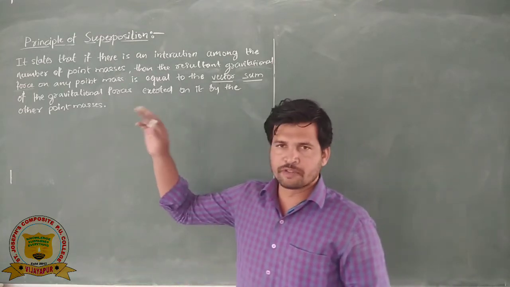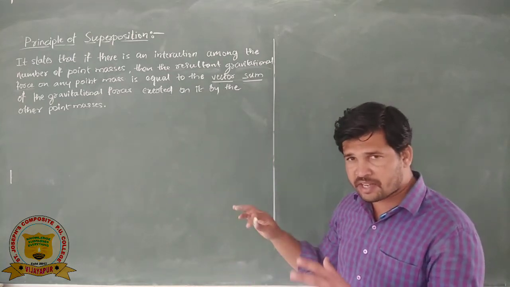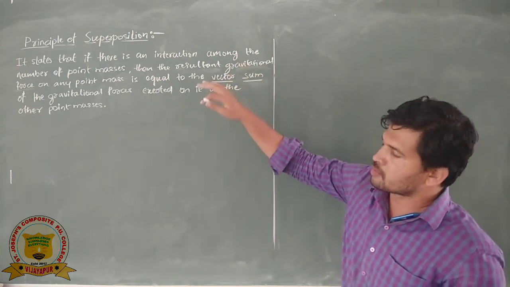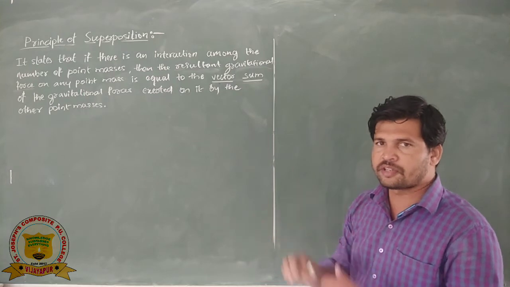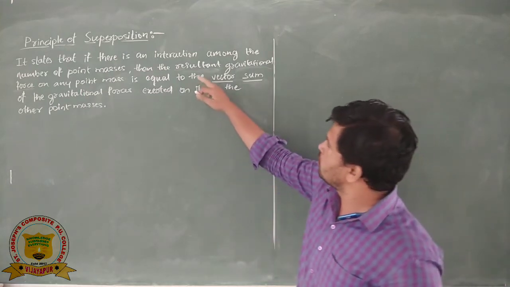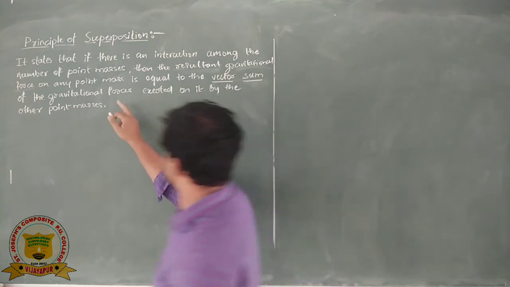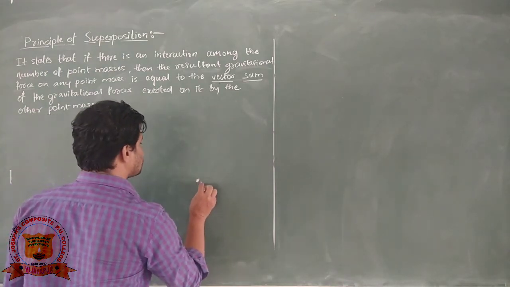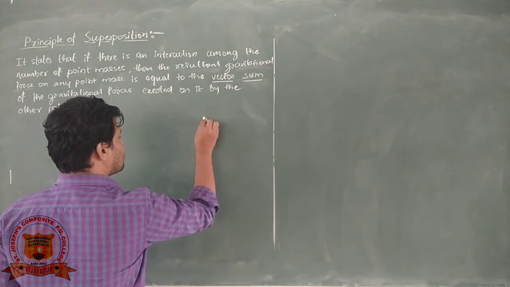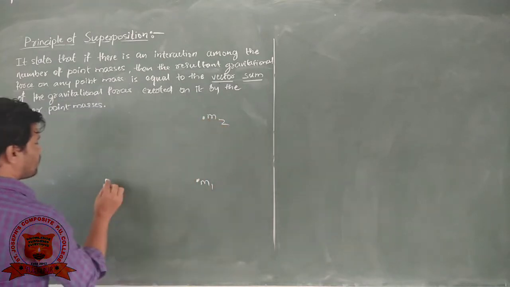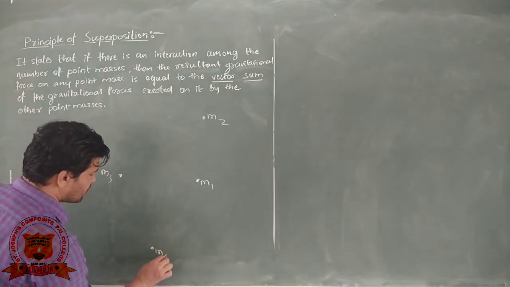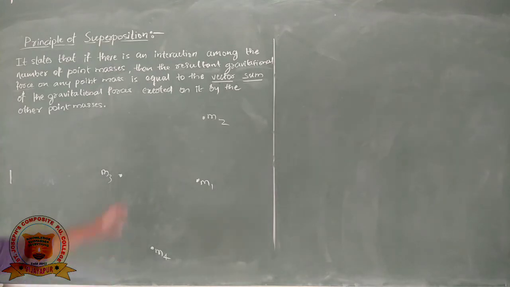This principle of superposition states that if there is an interaction among a number of point masses, then the resultant gravitational force on any point mass is equal to the vector sum of the gravitational forces exerted on it by the other point masses. Here let us consider a system of 4 point masses m1, m2, m3 and m4. These are 4 point masses separated by some distances.